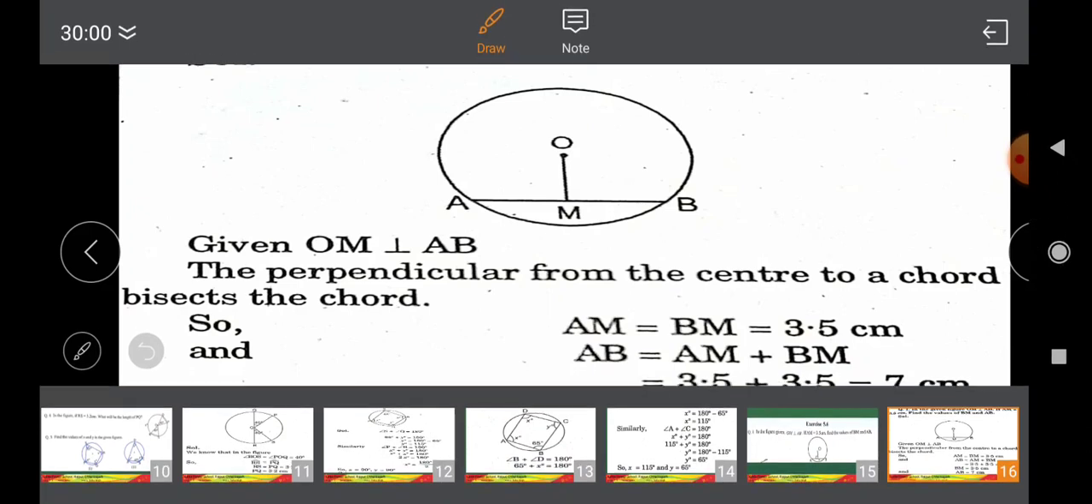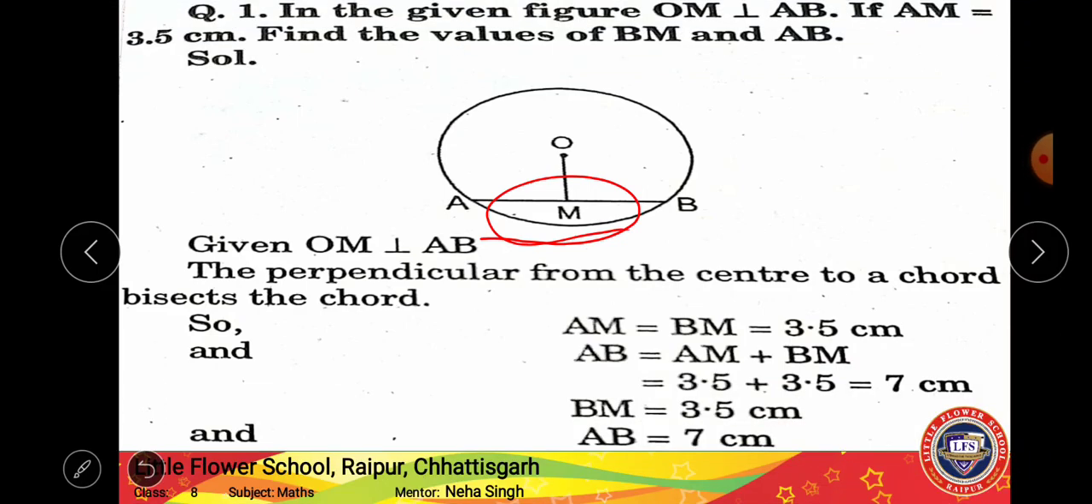OM is given perpendicular to AB, right? Now there is again a statement: the perpendicular from the center of the chord bisects the chord. Bisects means dividing it into two equal parts. So OM will divide AB into two equal parts. So how are we going to write? AB equals AM plus MB, right?